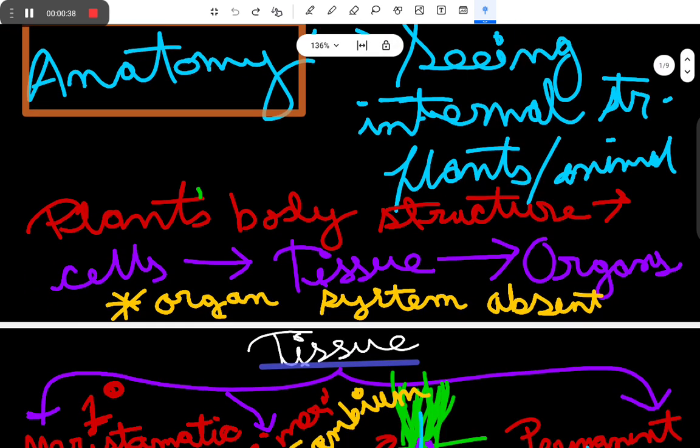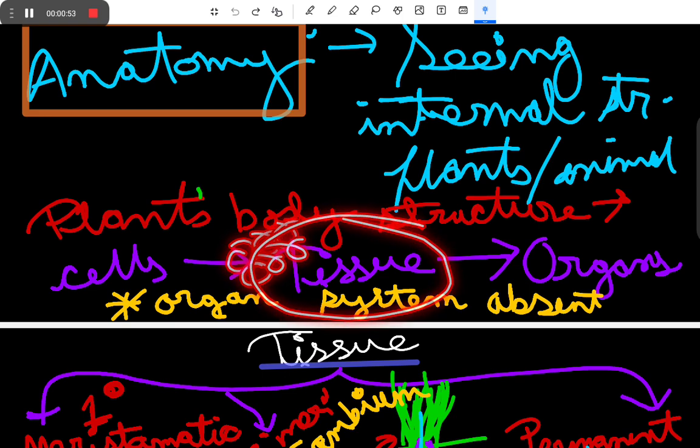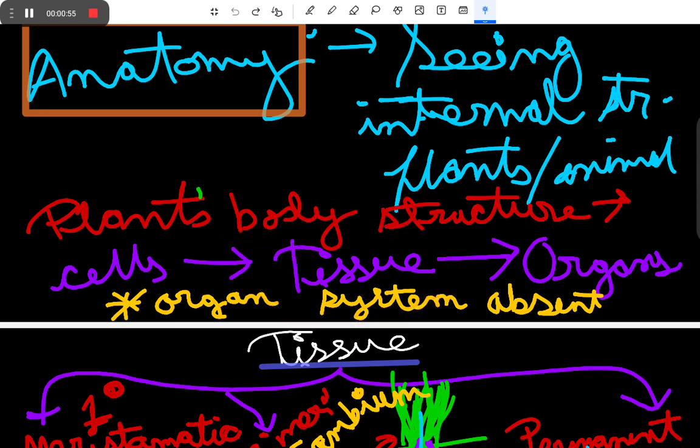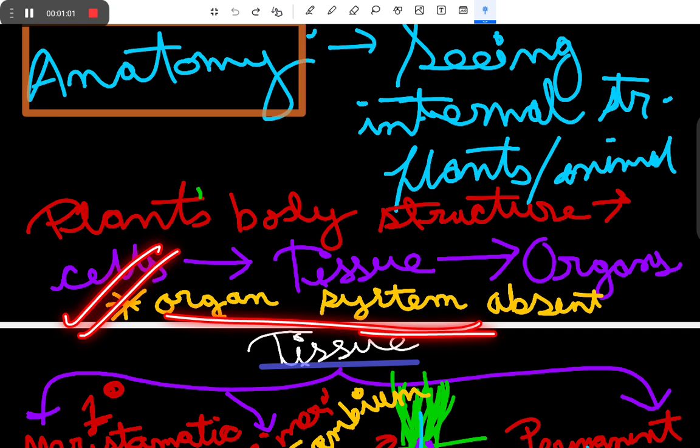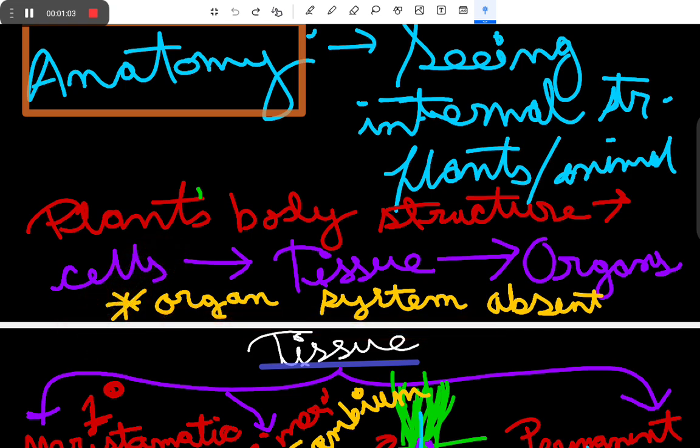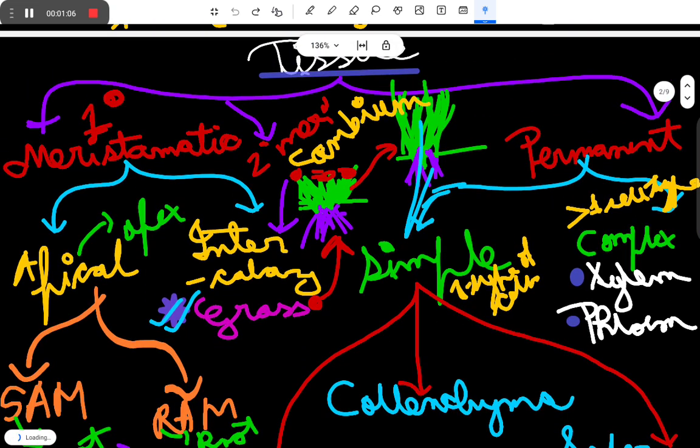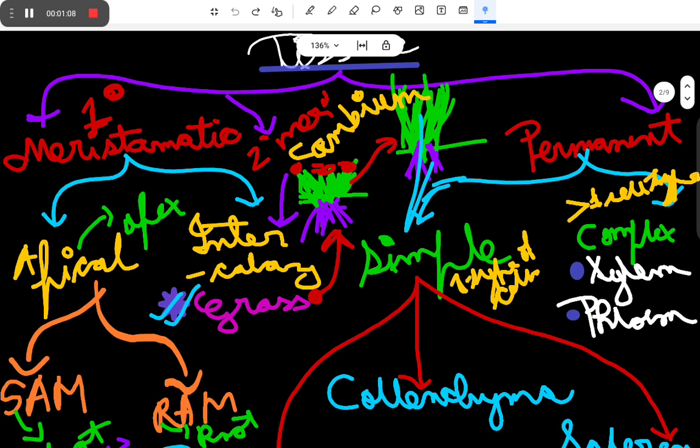Now, let's study the level of body organization in plants. It starts with cells, tissues, then organs. Cells are the unit of life, as you all know. Then many cells of a similar type come together to form tissues, like you already read in the lower classes. And finally organs. This is an important note: organ system is absent in plants. Okay, moving on. Now here is the classification.